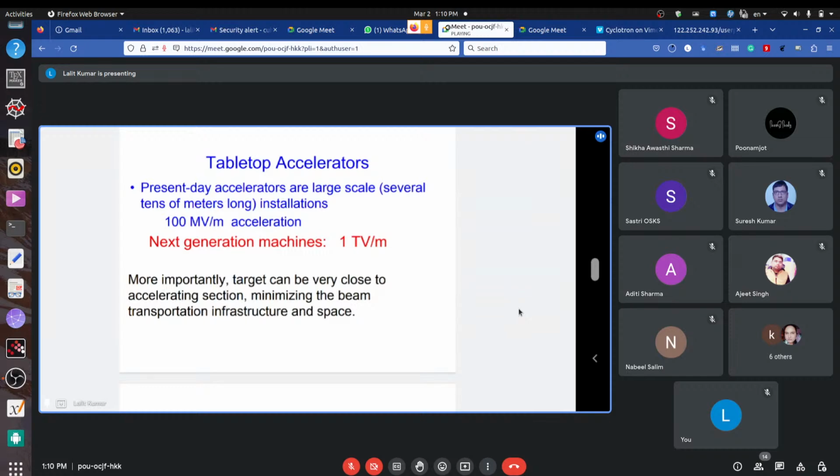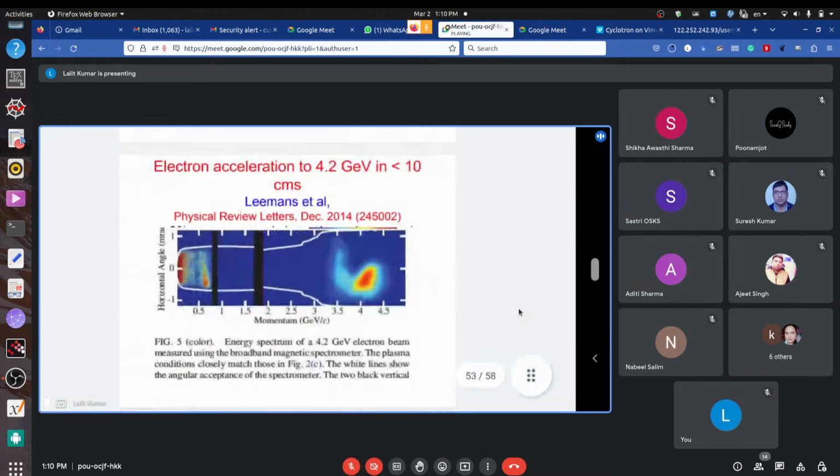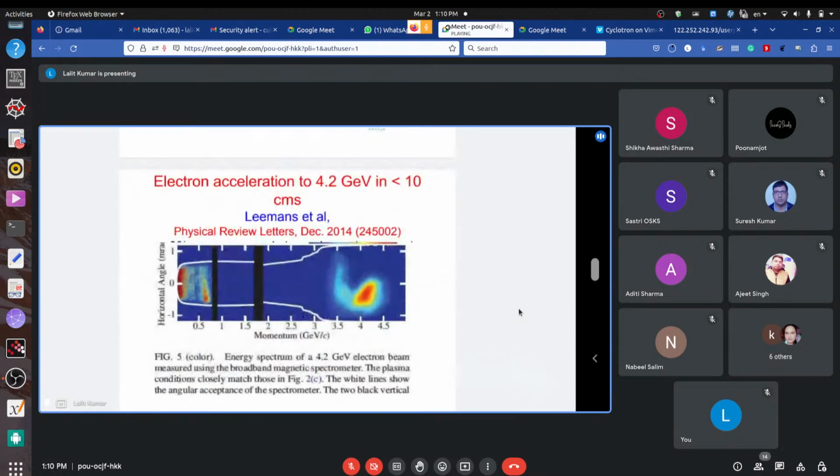But then there is still another thing you can do. One of the important things was this one paper, which was published about 7 or 8, maybe 9 years ago. This is the thing which you can see. They made about 10 centimeters. They made 4.2 GeV. The quantum which you are seeing corresponds to electrons of 4.2 GeV coming in about 10 centimeters length in fact.